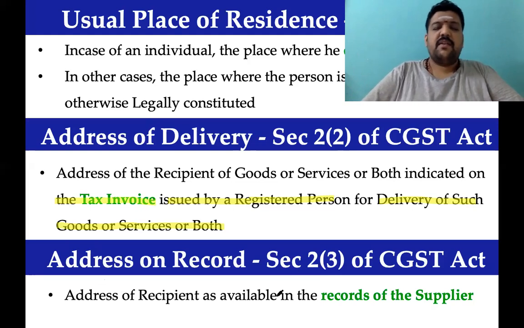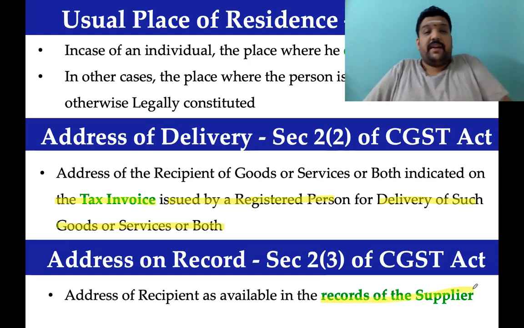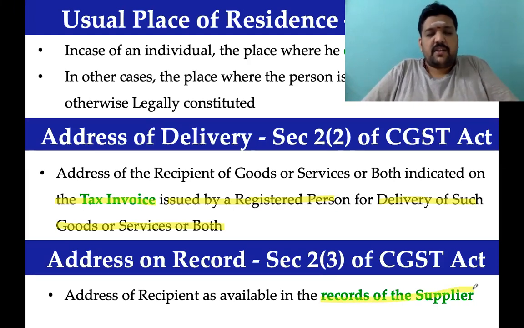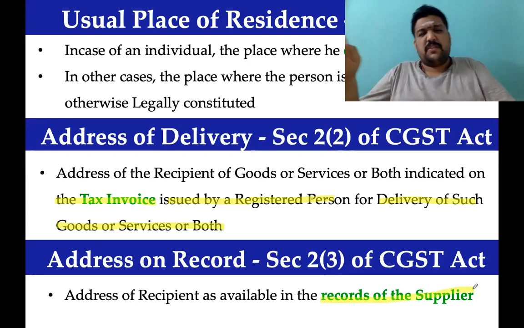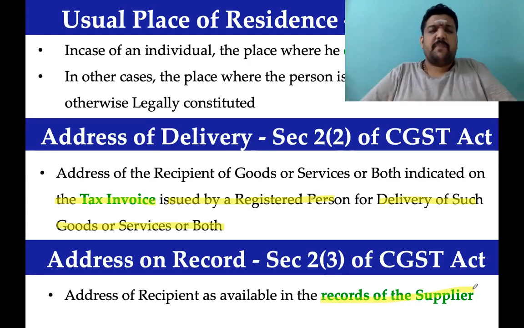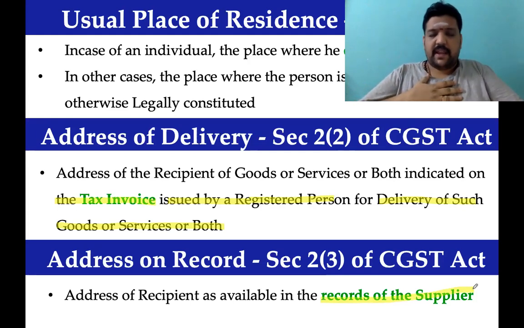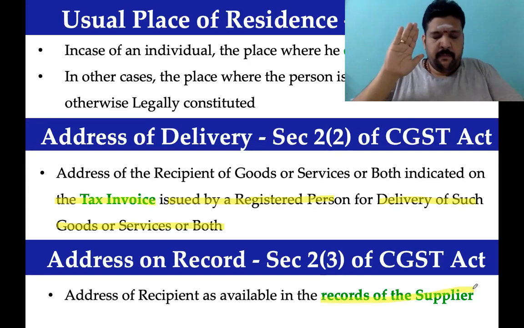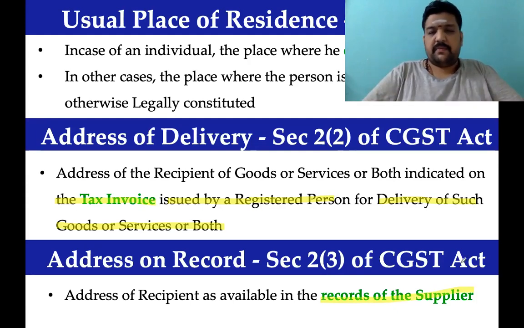Address on record means as available in the records of the supplier. Very, very dangerous word. Address on record. Again, important from a service perspective. When we go to place of supply of services, domestic transaction, there we will come across this word, address on record. In my record, I am a supplier. In my record, address is available. That would become place of supply.